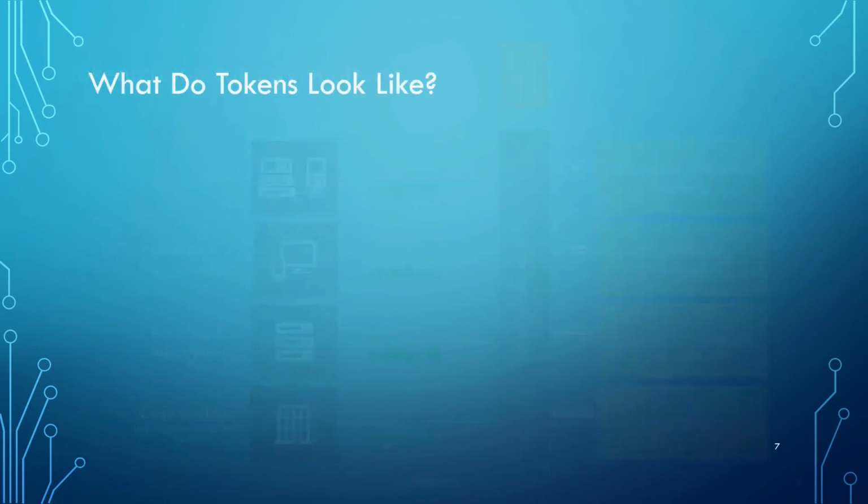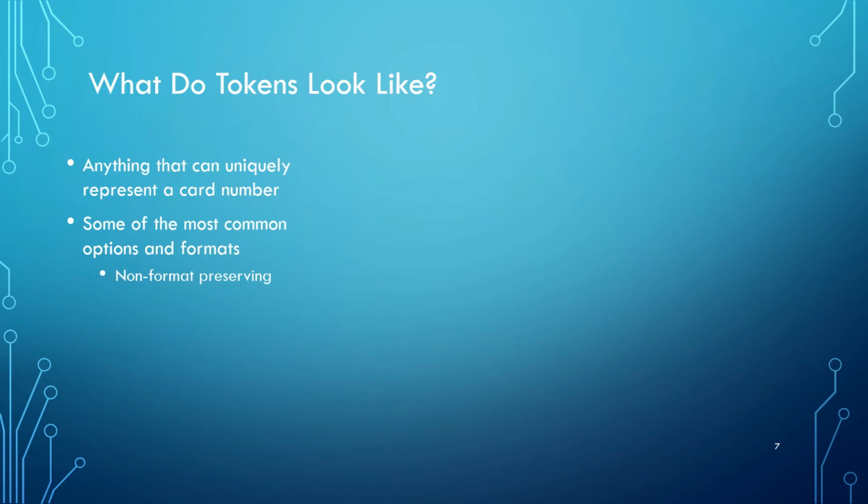So now that we understand a little bit about that, let's take a look at what tokens actually look like. It could be anything that uniquely represents a card number. I could call it Bob or Dan or whatever if I wanted to, but that's not terribly useful. There's a whole bunch of card numbers and very few names that I'm going to know off the top of my head. So we're going to probably use some common formats.